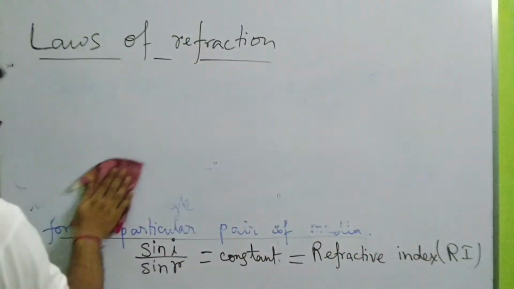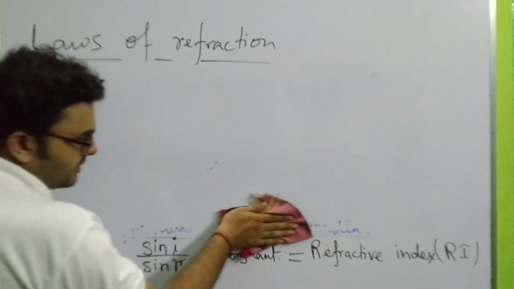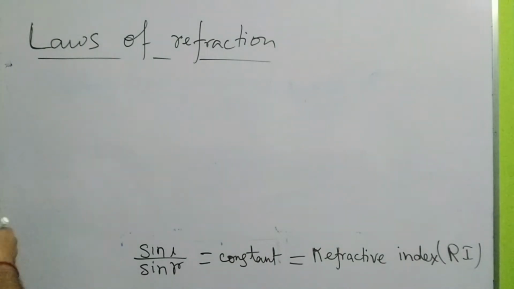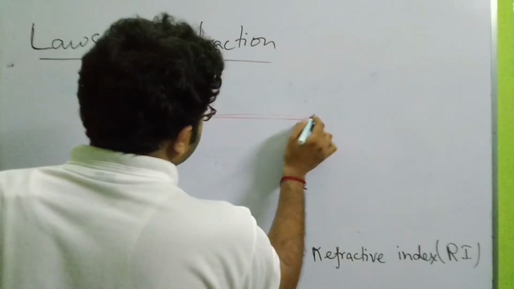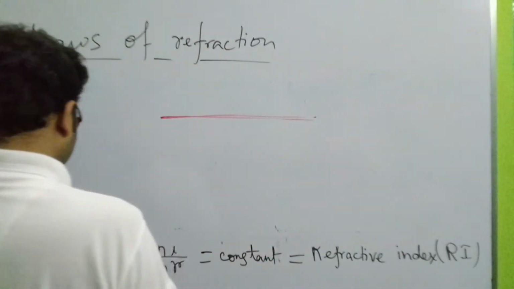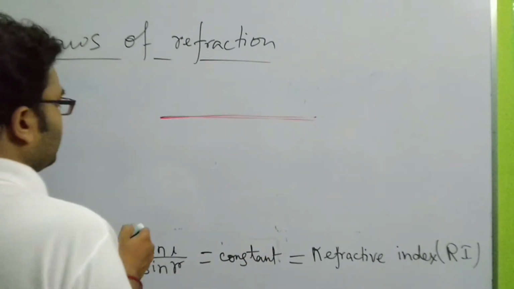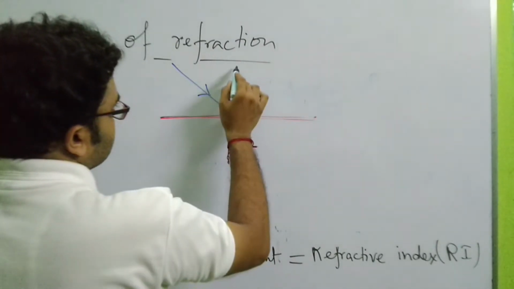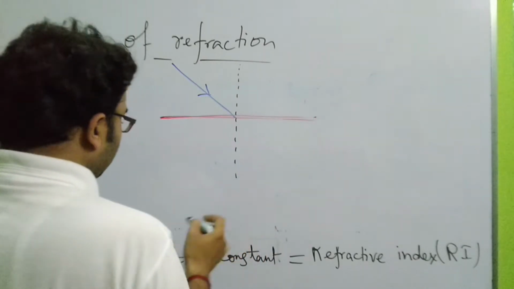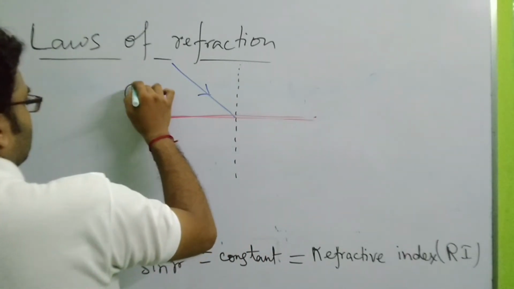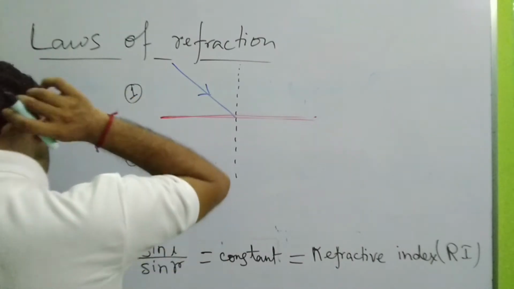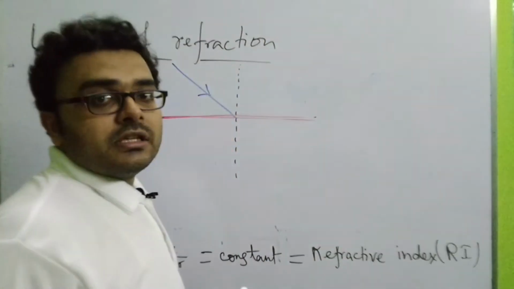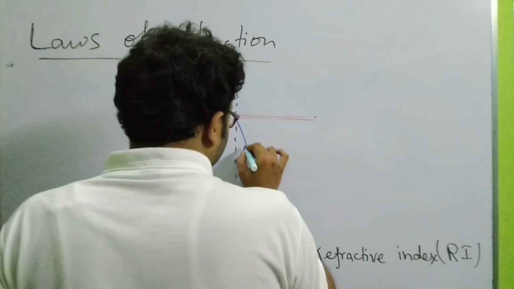If I take two medium, we denote them as medium 1 and medium 2. This is the surface separating the two medium, and the light ray is coming like this, falling on the surface like this. Here is the point of incidence, and we draw a normal at the point of incidence, and say this is medium 1 and this is medium 2. The optical density of medium 2 is greater than medium 1, so obviously what will happen? I think you can answer that the light will bend towards the normal, isn't it?